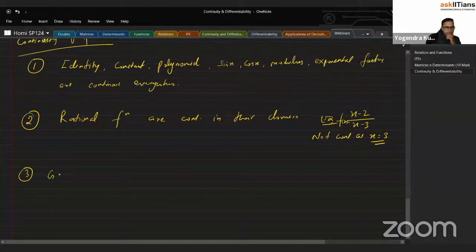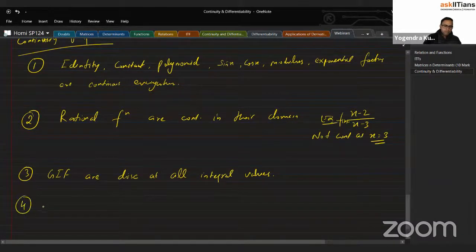Then let's write down for this: GIF, the greatest integer function, is discontinuous at all integral values. Yes, they are discontinuous, but where? At integral values, right? We are talking about the standard greatest integer function.